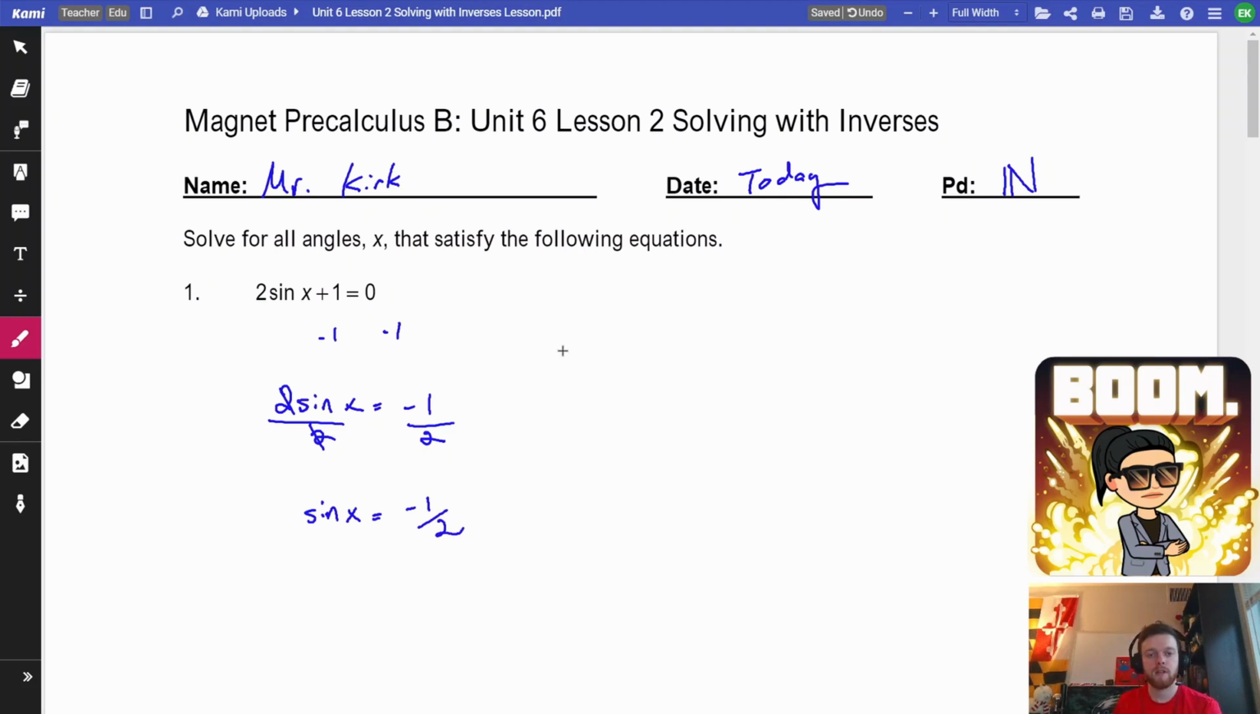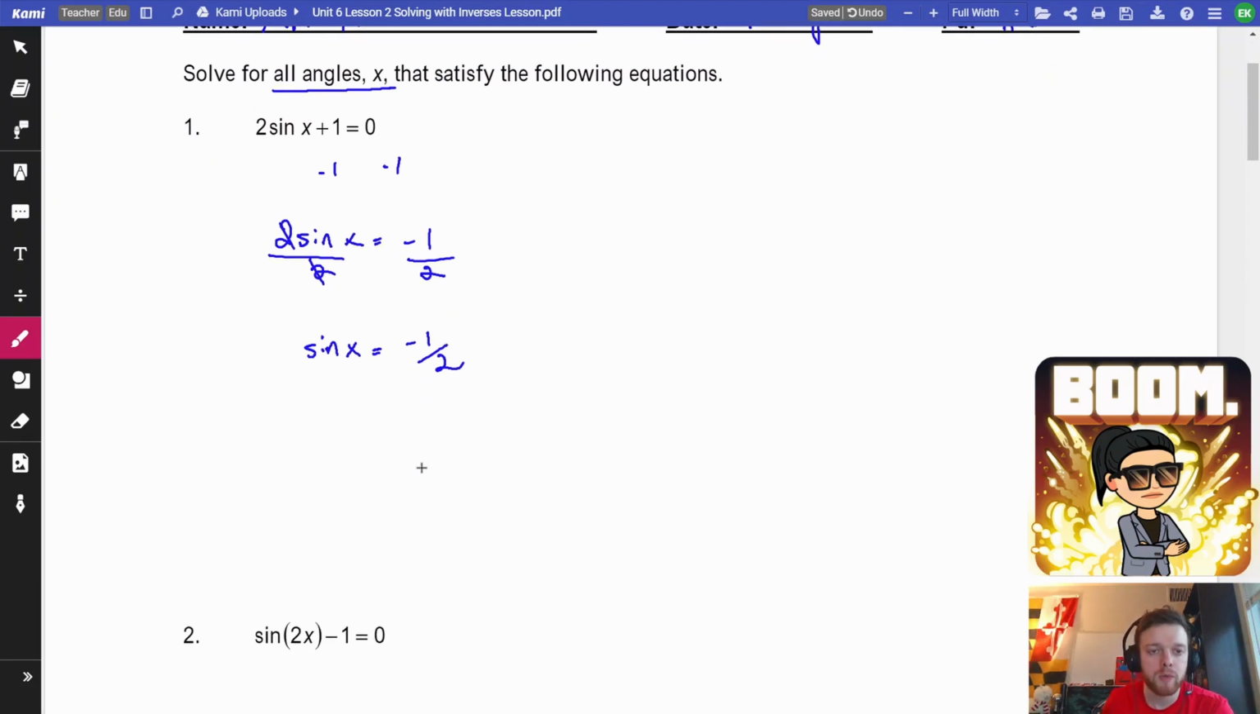All right, so our goal is to figure out all angles x that satisfy the following equation. So hopefully you can look at this and kind of figure out 2 angles that satisfy this equation. Let me go ahead and break out my unit circle. I need the y coordinate to be negative 1/2.